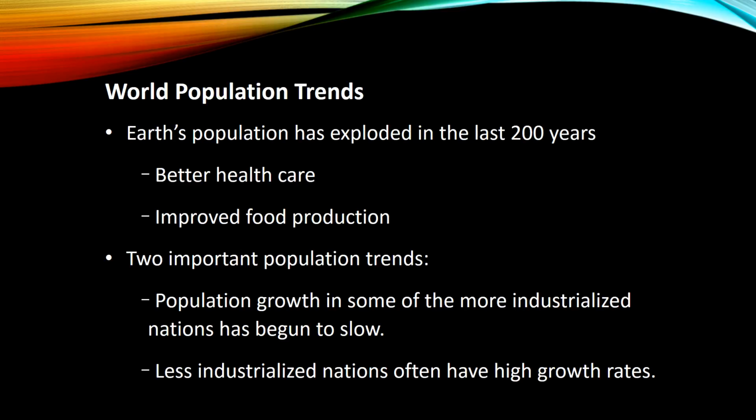All right, so let's talk about world population trends over a long period of time. In the last 200 years, Earth's population has exploded. For thousands of years, world population growth was relatively low and steady. About 2,000 years ago, the world had some 300 million people. That's just under the population of the United States today. Compared to the land we have, that's not a lot of people.